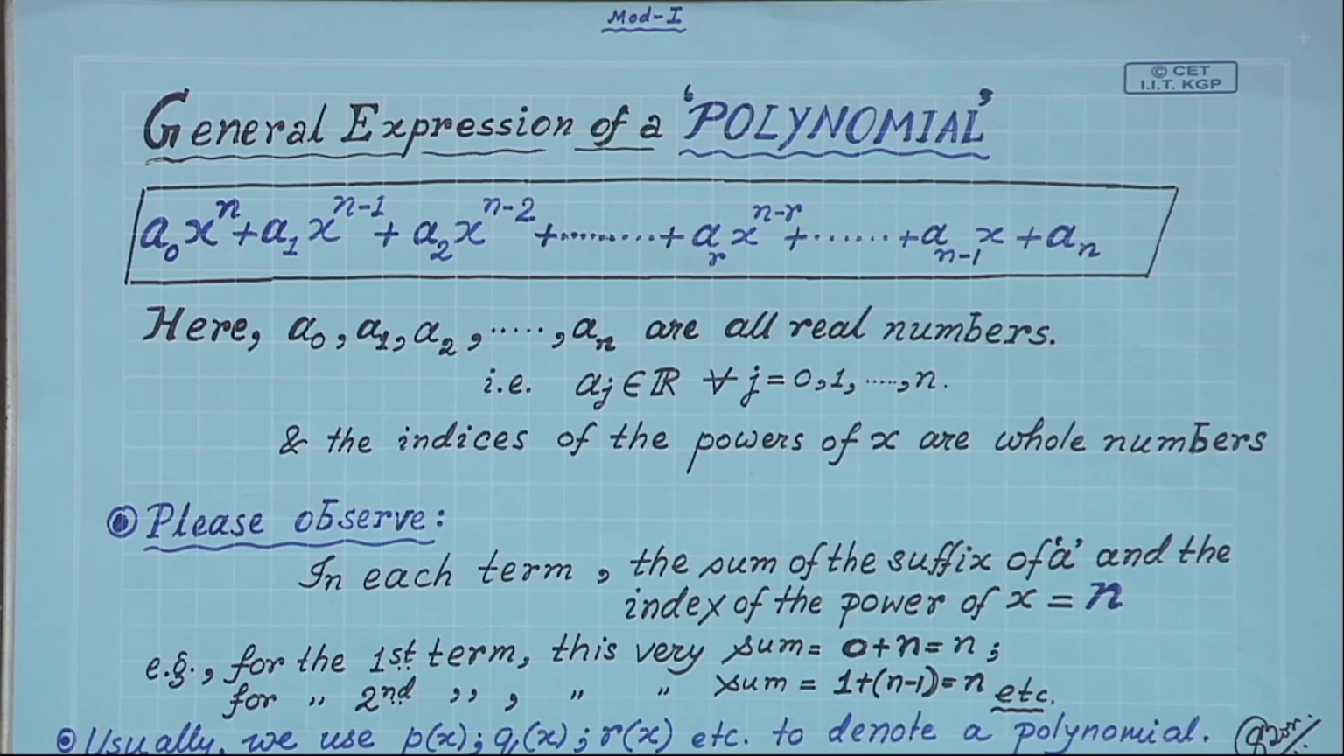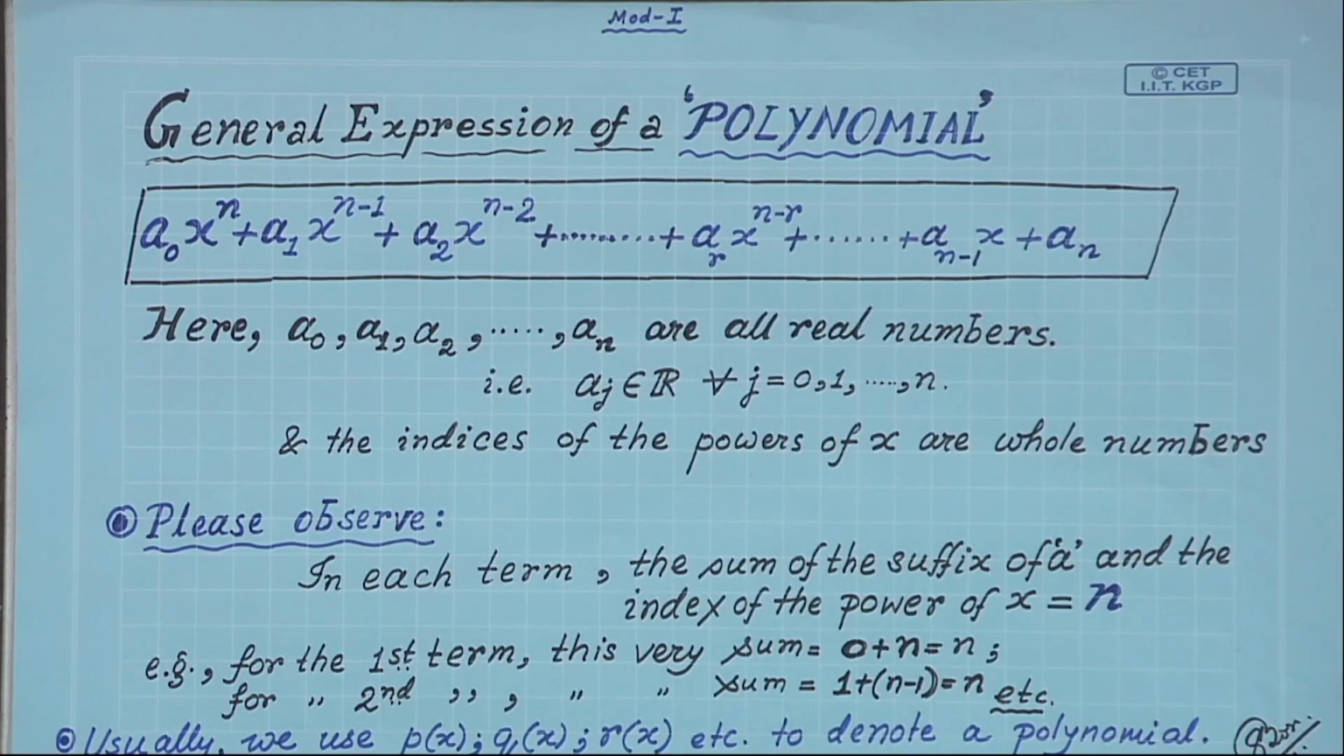The sum will be again n. So, I think this is satisfying. Okay. This is the magic of this very expression. This is the general expression for a polynomial, but we have two restrictions. The coefficients must be taken from the set of real numbers and the indices of the powers of x must be taken from the set of whole numbers. That means we can take 0 or any one of the positive integers.